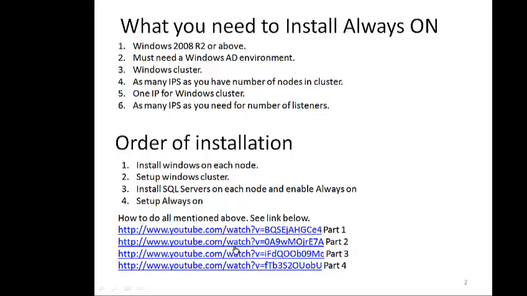Then you need as many IPs as you have the number of nodes in your cluster. So if you have 2 nodes, then you need 2 IPs for those 2 nodes. If you have 10 nodes, you have to have 10 IPs. And then you have to have 1 IP for the Windows cluster. And for a listener, you need 1 IP for each listener. So if you have 1 listener, 1 IP is enough. But if you need 2 listeners, then you need 2 IPs, and so on and so forth.